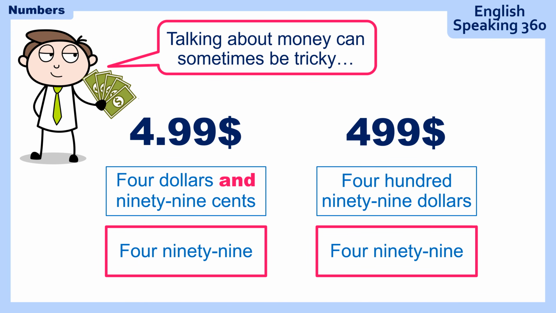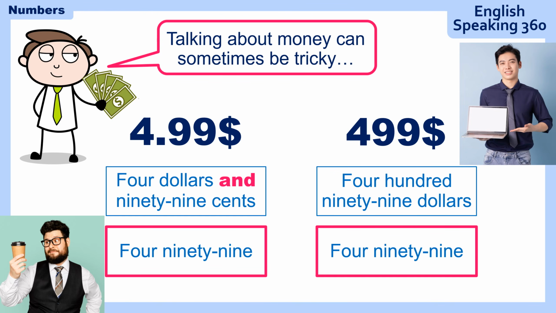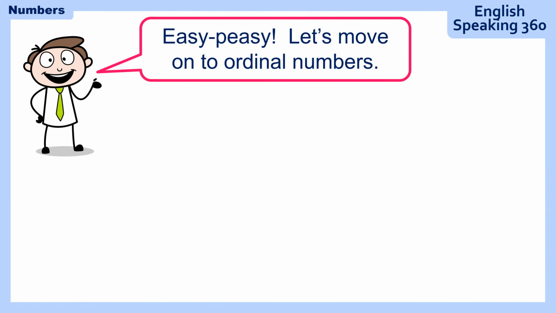Yes. And maybe you wonder how to know the difference. Well, it depends on context, of course. So if you say, hey, I bought a coffee for $4.99, of course it's $4.99. But if you say, I bought a new laptop for $4.99, it's going to be $499. Easy peasy. Let's move on to ordinal numbers.